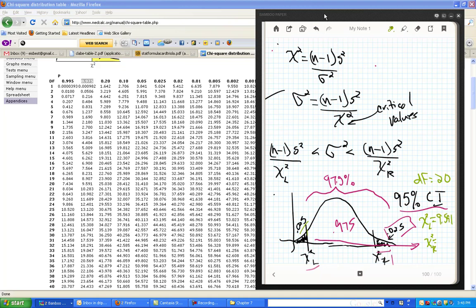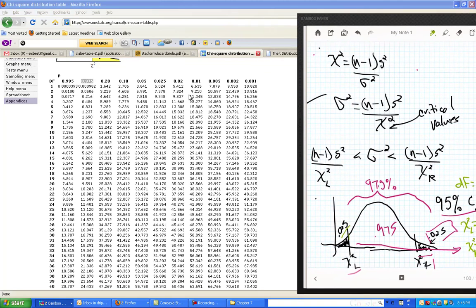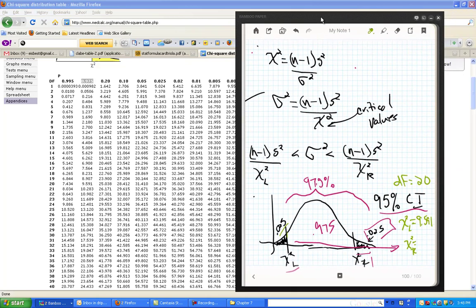9.591. And the value on the right is going to be the value that produces 0.025. See? This chart gives it to me to the right. So for 0.025, I go down to degrees of freedom 20 in the right column, which is 34.170. Now you may say, wow, Ripley, those are some big numbers. 34.170. I'll just write it as 34.17.